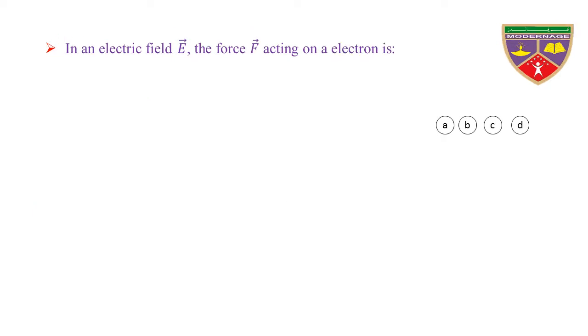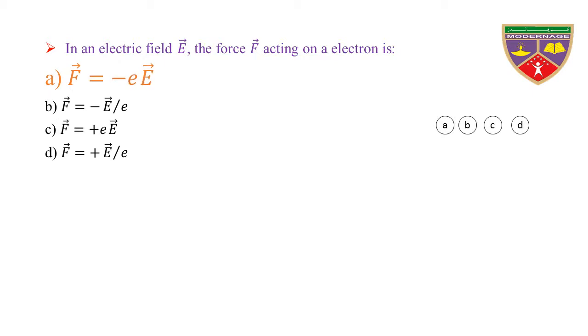In an electric field E, the force F acting on an electron is: option A, F is equal to minus e into E. Option B, F is equal to minus e divided by E. Option C, F is equal to plus e into E. Option D, F is equal to plus e divided by E. The key is F is equal to minus e into E vector. Therefore, option A is correct.